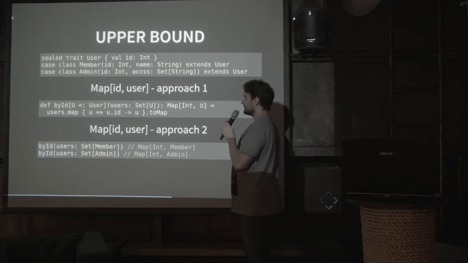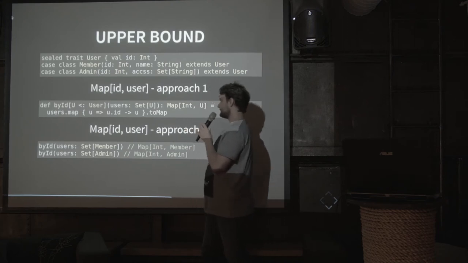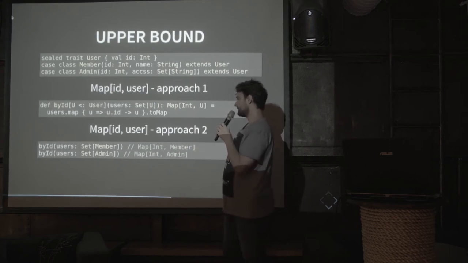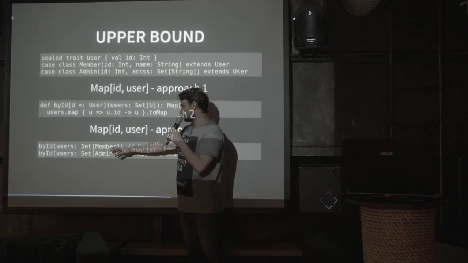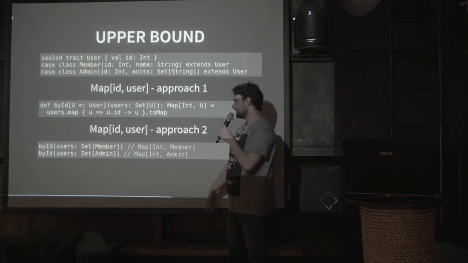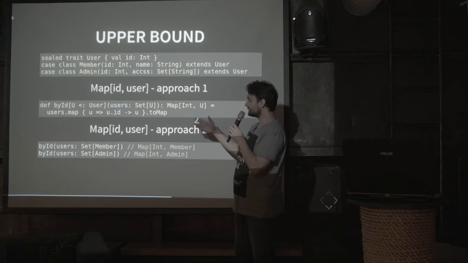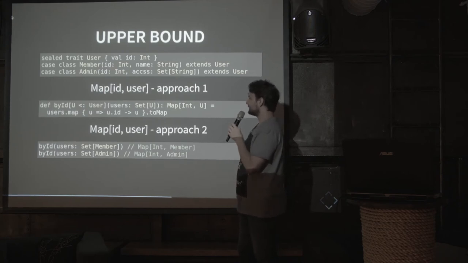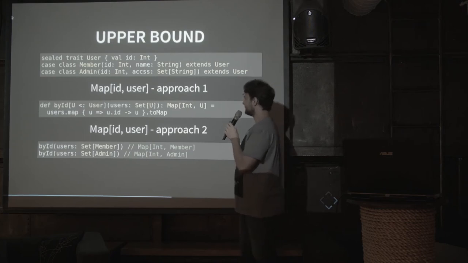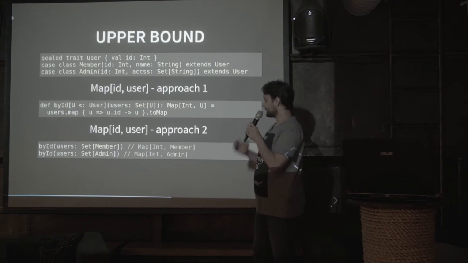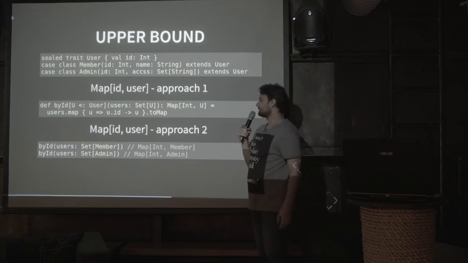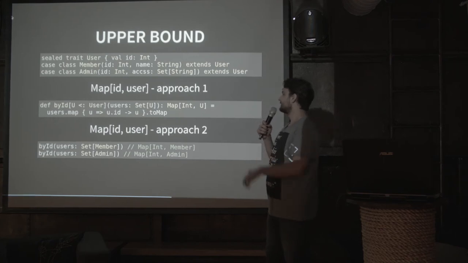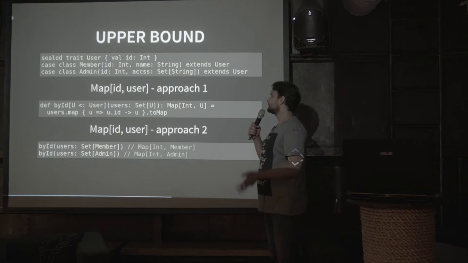So with this knowledge, Scala again can make use of the knowledge that user has ID, and things work again. So we are able to just create map by ID for set of members, and we will receive map from ID to members, set of admins, create maps to admins. So this upper bound lets us make use of that knowledge to avoid the boilerplate, and sometimes it also lets us make things possible or easier to achieve without injecting some extra logic or functions that would do things that we know could be encoded directly in code, because we know the requirements of the types.